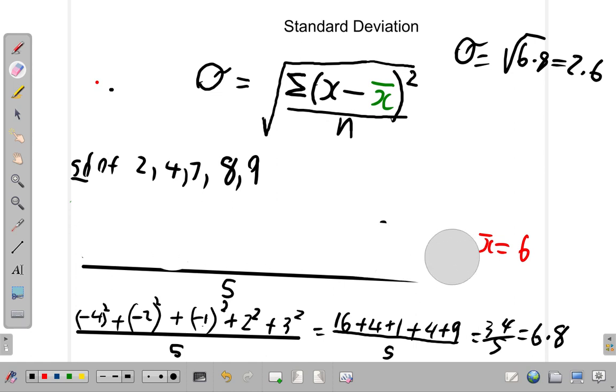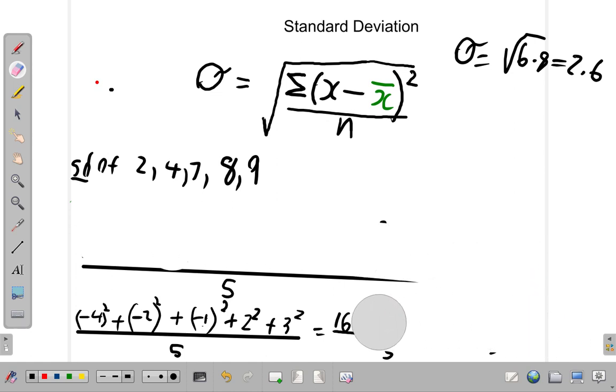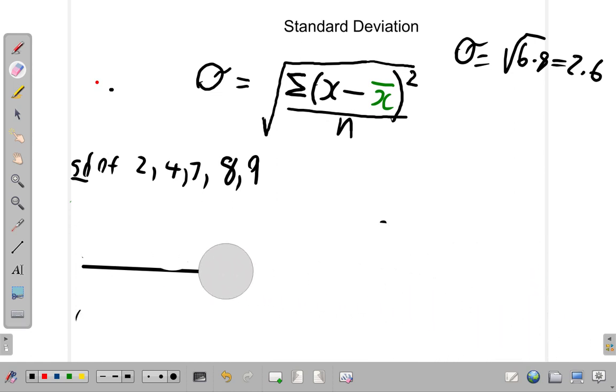Now what I want you to do for me is this. Let me erase all of this. I want you to write down this formula, write down these numbers, and calculate the standard deviation of it all over again without going back. Alright, so that's your assignment for now.